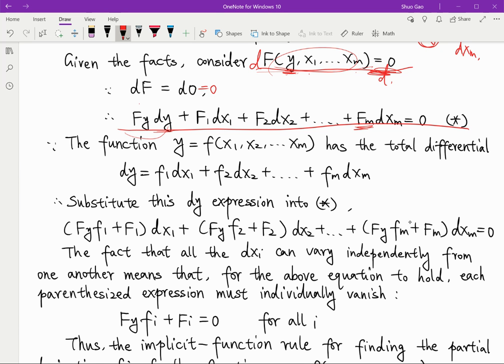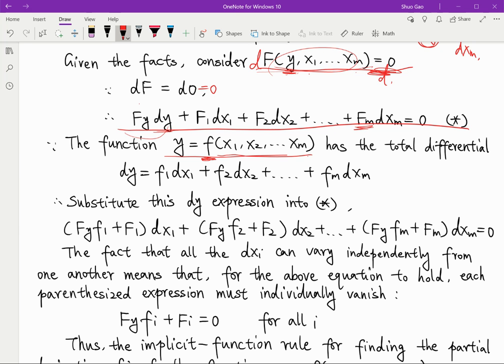And so suppose we have an explicit function that y equals a function f, the small f, of x1 to xm. Right, suppose we can find the explicit form of the function y equals the little f. So the function has a total differential.